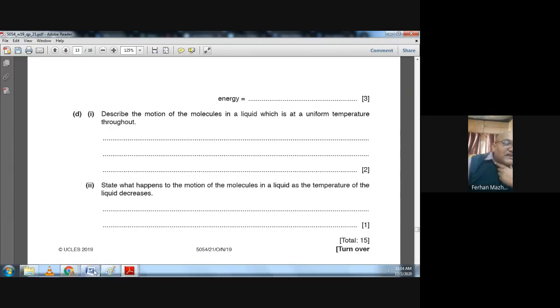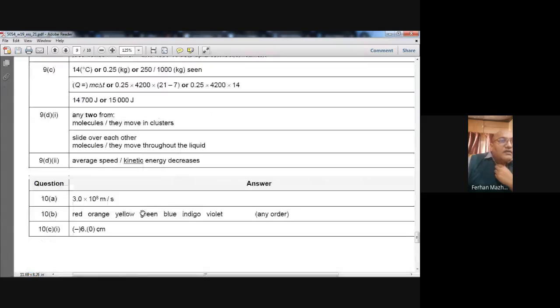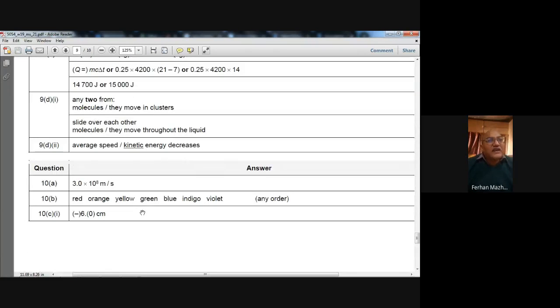Let us check the marking scheme also. He says any two: one is that the molecules move in clusters, and one is that they slide over each other and move throughout the liquid. Okay, he's using these properties. One is that they move randomly and they move in clusters. And the other is they move throughout the liquid, or you can say they slide over each other.